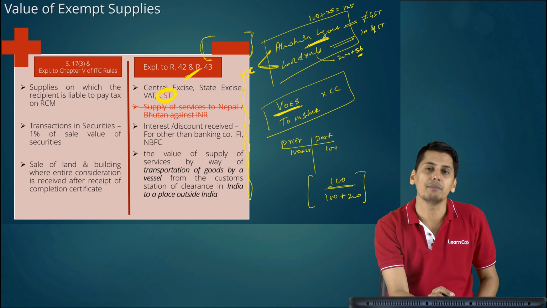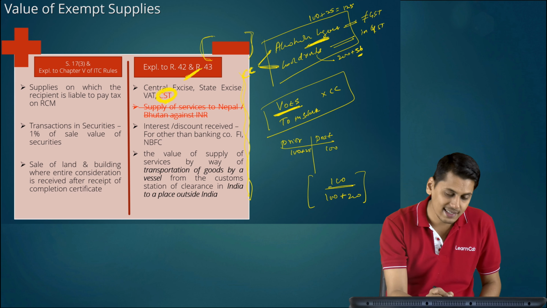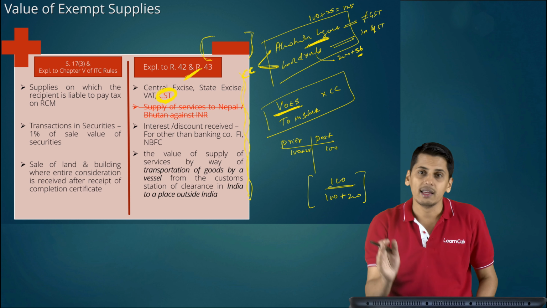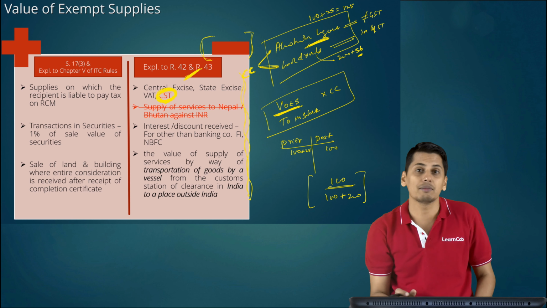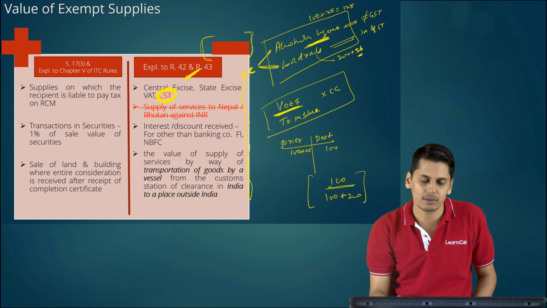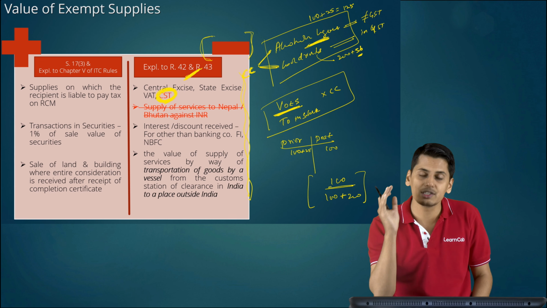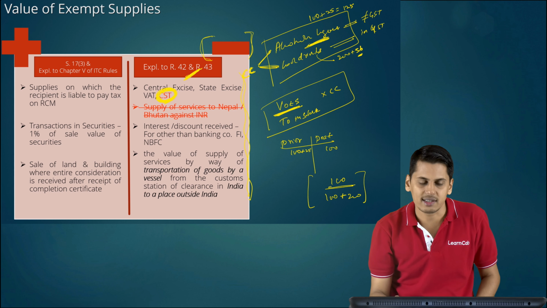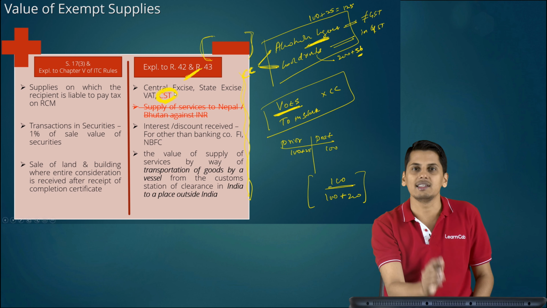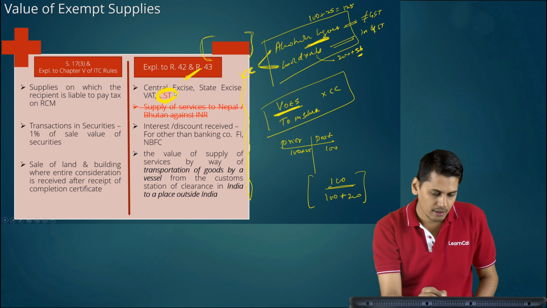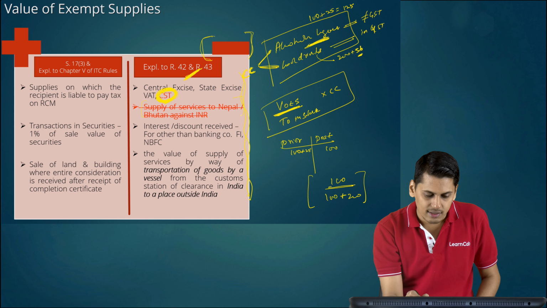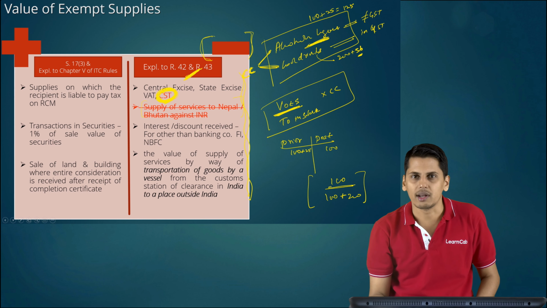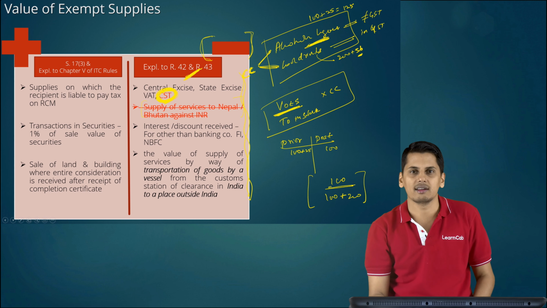So friends, the sum and substance is only so much. There was an accidental omission of CST in the special definition of value of exempt supply in rule number 42 and the explanation to rule number 42 and 43, and also in the turnover in the state, which they have rectified. The next thing is supply of services to Nepal and Bhutan against INR.